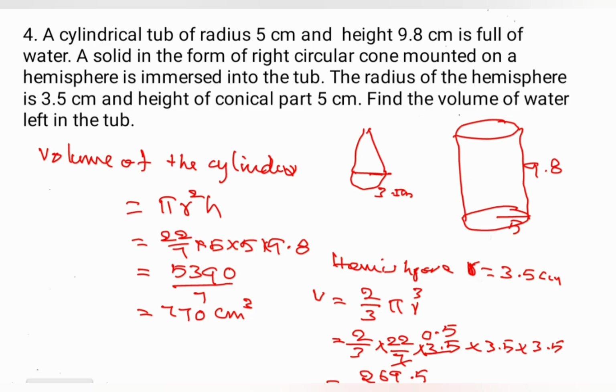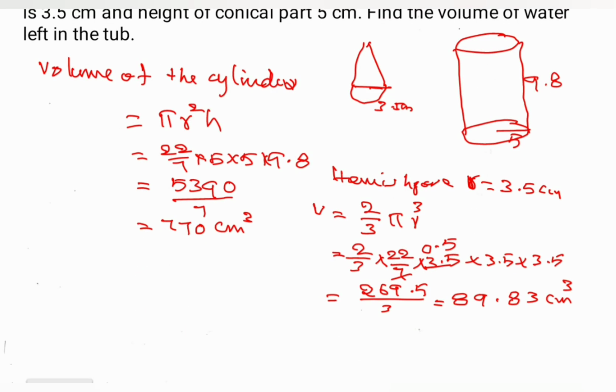by 3, which is equal to 89.83 centimeter cube. This is the volume of the hemisphere. We need to find the volume of the cone.